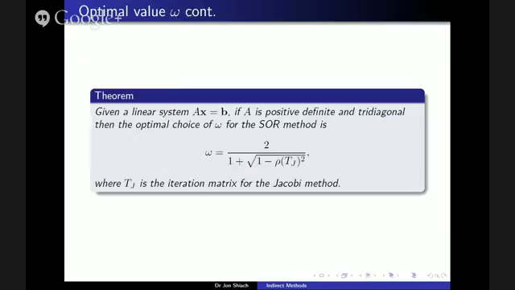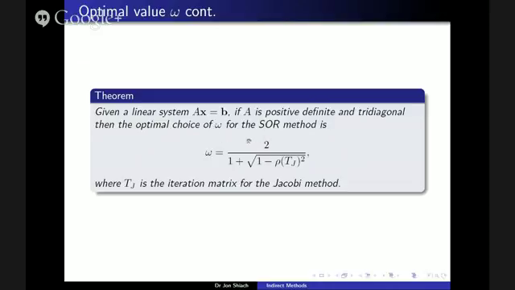Okay, there's another theorem. This is only for a few cases, if you're lucky enough to have a positive definite and tri-diagonal coefficient matrix, there is a straightforward formula you can use to calculate the optimum value of the relaxation parameter.